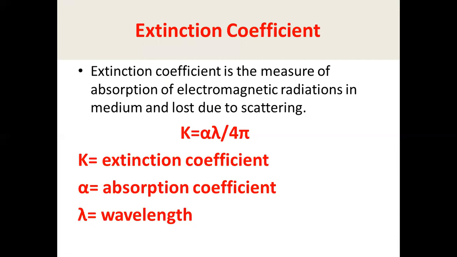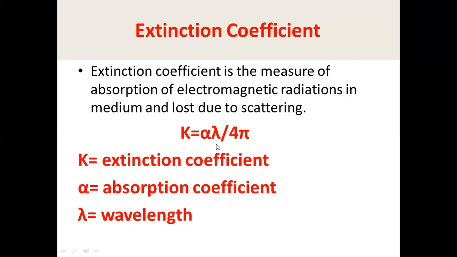We can observe from this relation that the extinction coefficient is directly proportional to the wavelength, and also there is a direct relation between the extinction coefficient and the absorption coefficient. Here, K is the extinction coefficient, alpha is the absorption coefficient, and lambda is the wavelength.